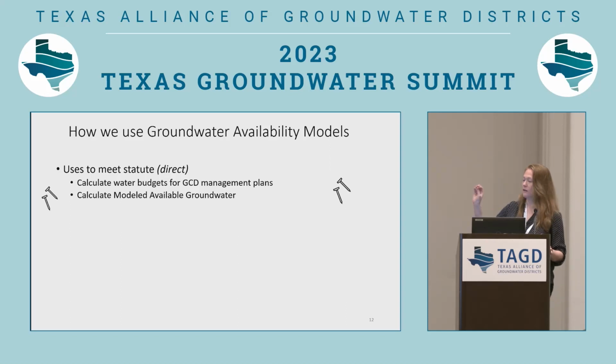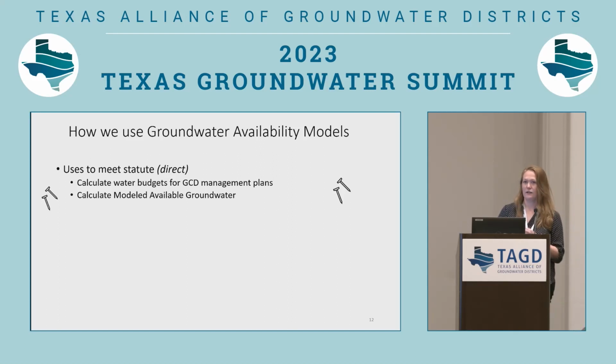That's what I'll call nails. So one, we need to calculate water budgets for GCD management plans. So that is for every single aquifer, for every single GCD in the entire state of Texas. We also have to calculate modeled available groundwater. That's what feeds into the state water plan.